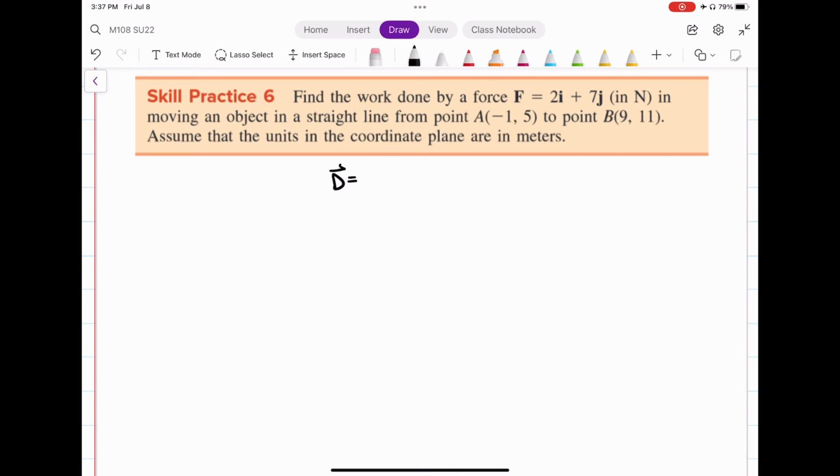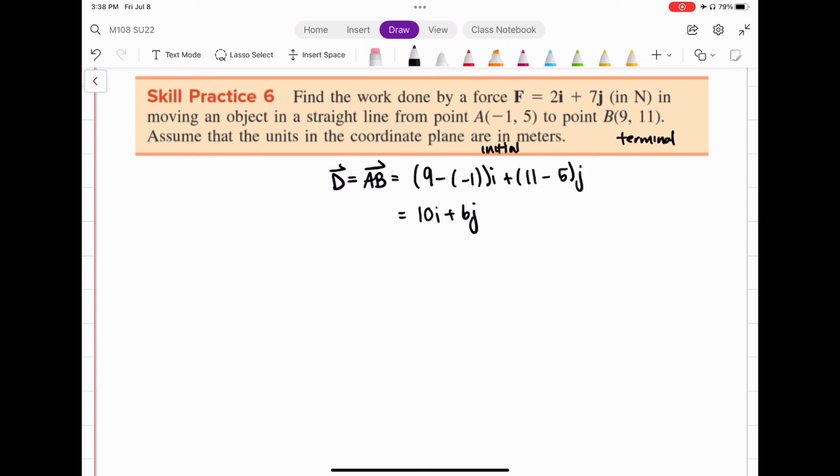The displacement vector from point A to point B is found by taking the difference between the components. This means we're calculating the terminal point minus the initial point, and point B is the terminal point, and point A is the initial point. We're going to have 9 minus negative 1 i plus 11 minus 5 j for the displacement vector. The displacement vector is then 10i plus 6j.